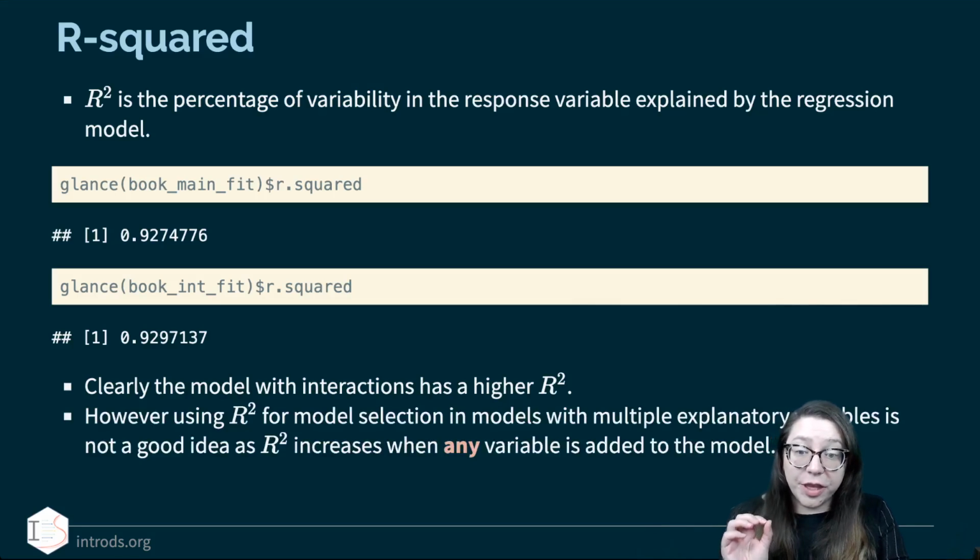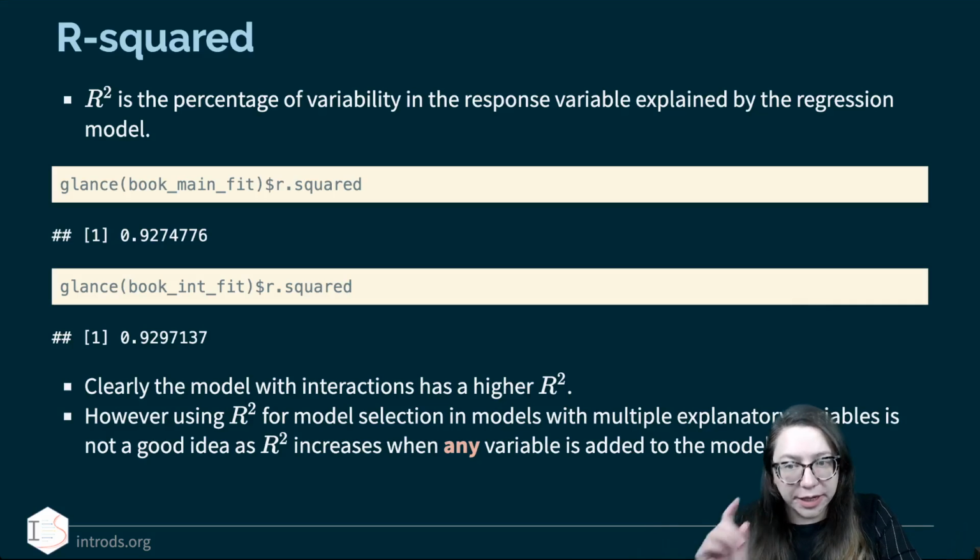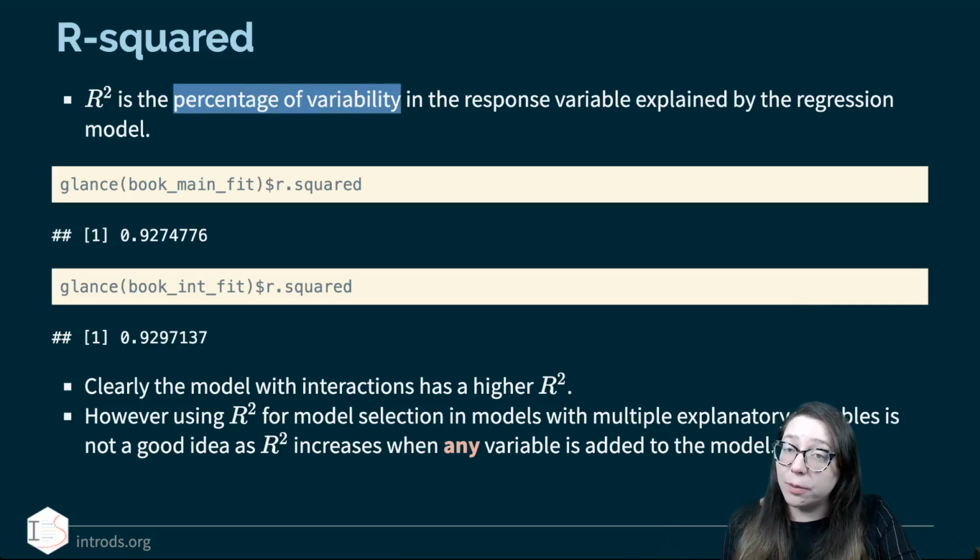However, using R squared for model selection in models with multiple explanatory variables is not a good idea, as your R squared will increase when any variable is added to the model. I could have added my mom's age to this model and R squared would have increased, which obviously has nothing to do with the weights of these books. So then what do we do? R squared is an informative statistic, because sometimes we actually want to know the percentage of variability explained, and that's when we turn to R squared. But when we're comparing models with different numbers of variables, or when we're comparing models, period, that is not actually what we want to be looking at.